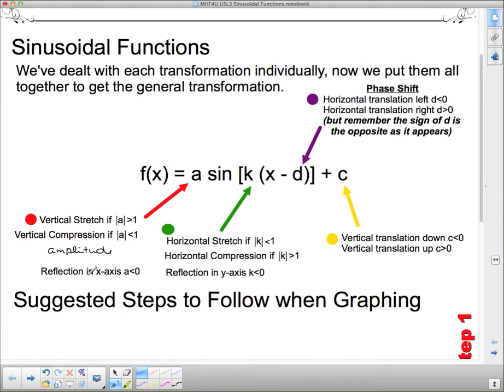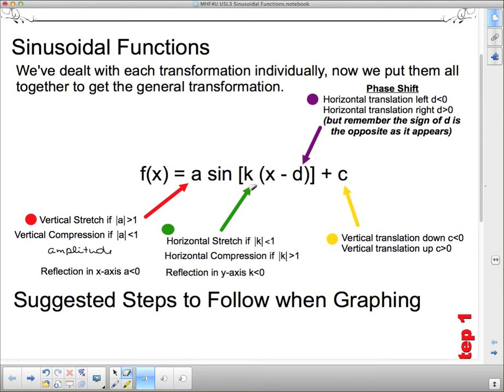It also happens that there's a reflection in the x-axis, and by a reflection in the x-axis, I mean something like this. If your function looks like that and we stick a negative a in front of it, it will then start the other direction. So it just flips right over top of the x-axis.